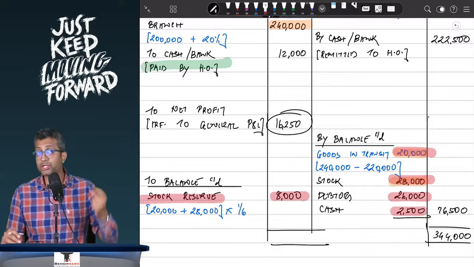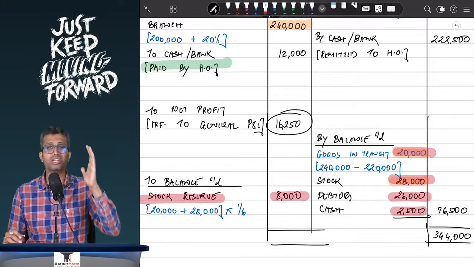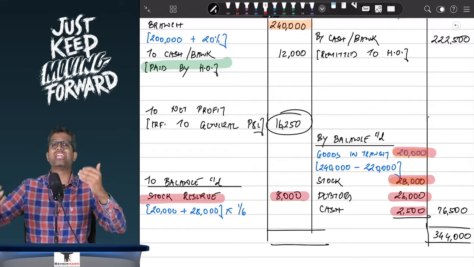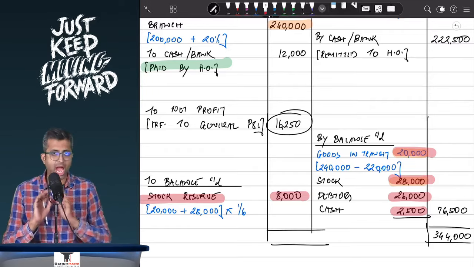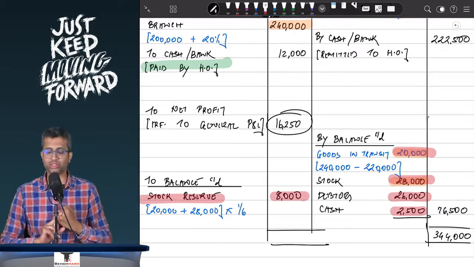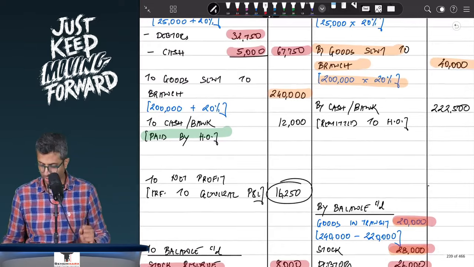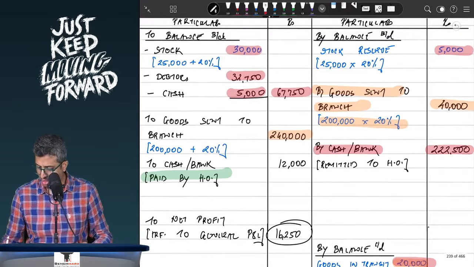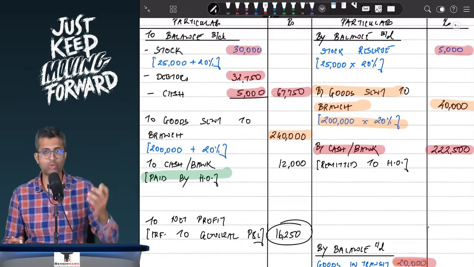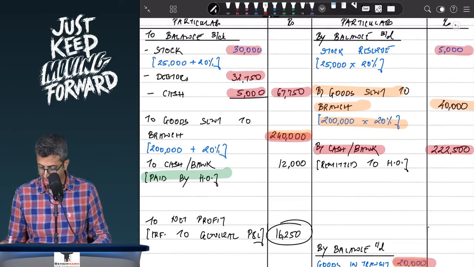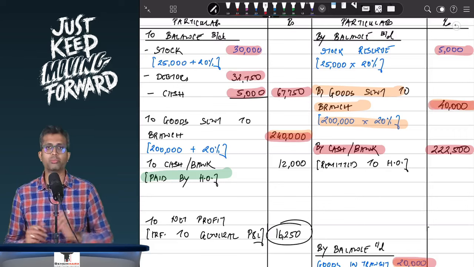Now, apart from this, when I prepare the branch debtors account, I will only take the cash which is remitted. I will not take the cash sales. I will not take the cash collection. I will take the cash which is remitted, which is 2,22,500. Apart from that, there will be certain goods which are transferred, 2,40,000. There will be a 40,000 profit margin.